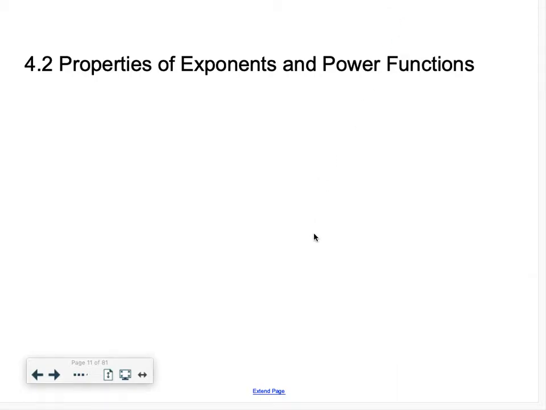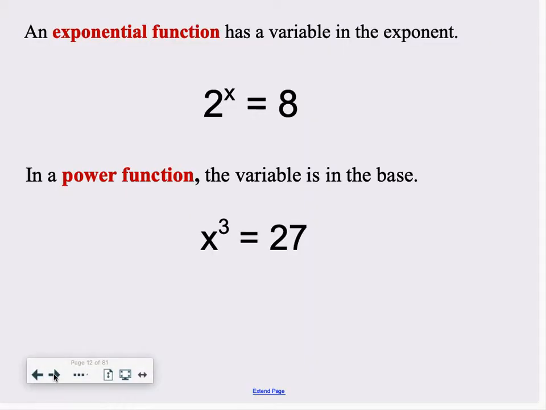Right, today's lesson is 4.2, which is properties of exponents and power functions. So an exponential function, which you probably are quite familiar with, has a variable as an exponent. So I just gave you an example, 2 to the x. X is obviously your variable. In a power function, which is familiar to you but not as recently talked about, the variable's in the base. So notice x is your base and your exponent is actually a number.